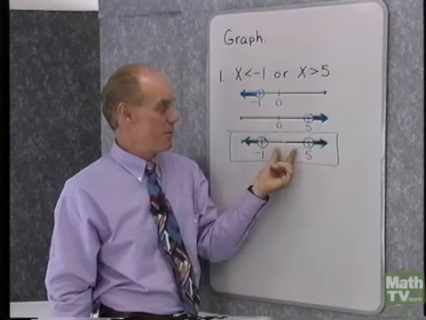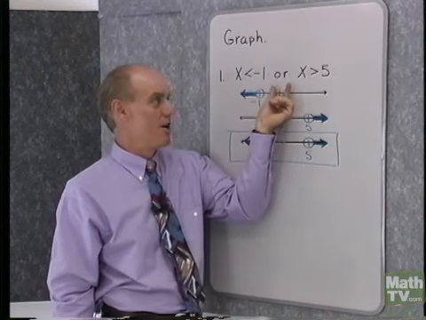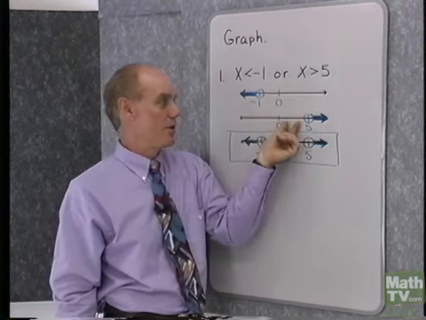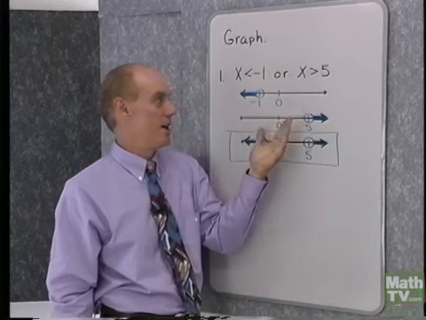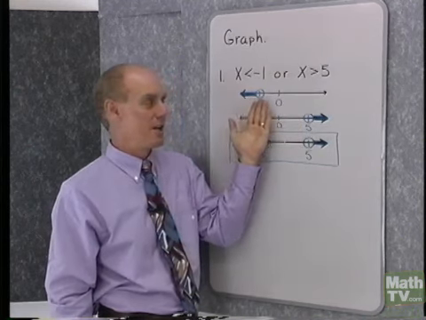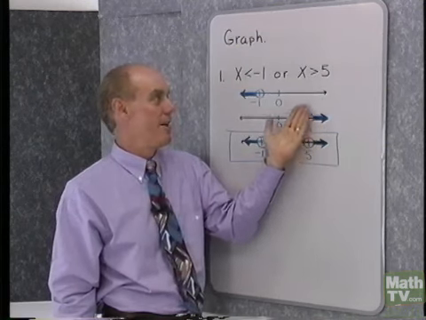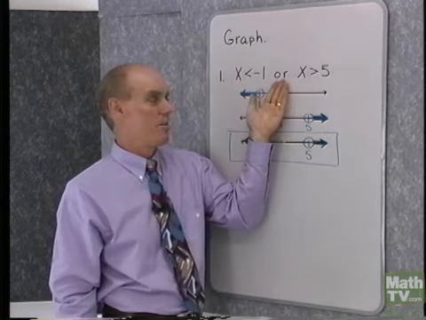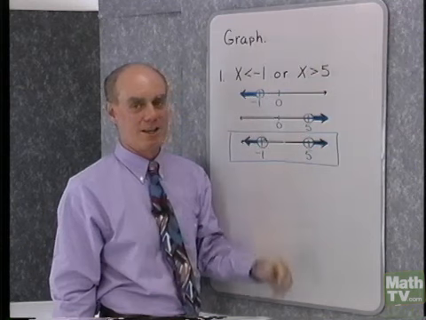So it's a step-by-step process here, but what you'll find is that once you get used to this, you'll be able to leave out these first two graphs and just visualize them. This is all the numbers less than -1. Here's all the numbers greater than 5. My two inequalities are connected by the word or, so I graph everything that I see.